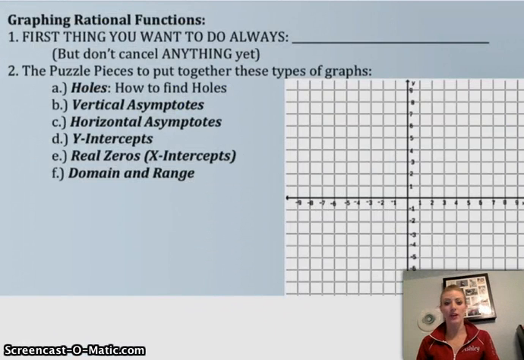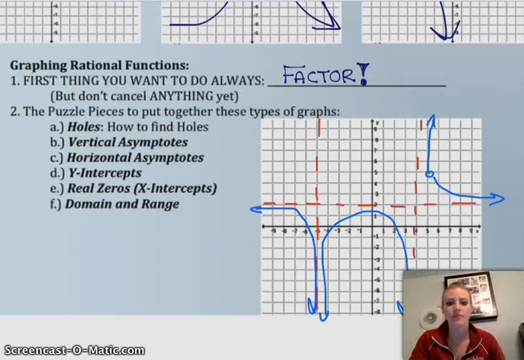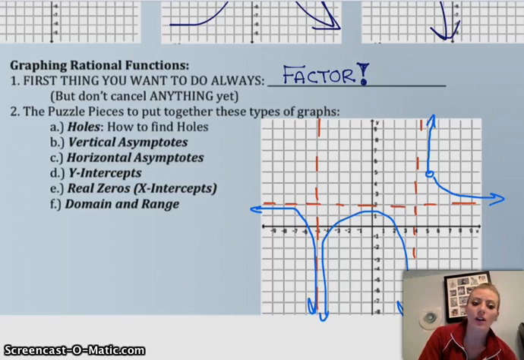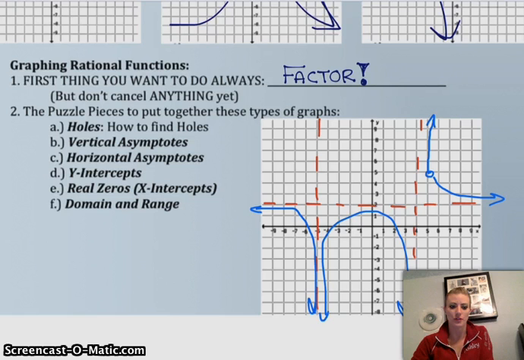Okay, when graphing rational functions, the first thing you always want to do is factor both the numerator and denominator. Okay, please factor it first. Don't cancel anything out yet, but factor first so that eventually you can cancel stuff out. Okay, so all of the following, so I just graphed a random rational function for you. And these are the main things that you're going to need.